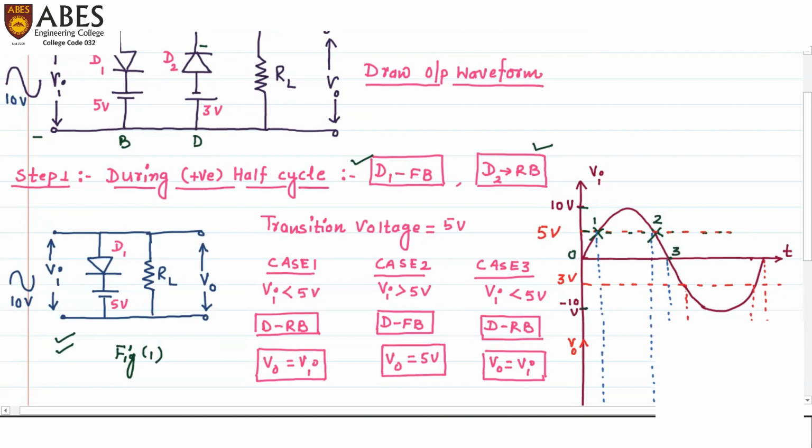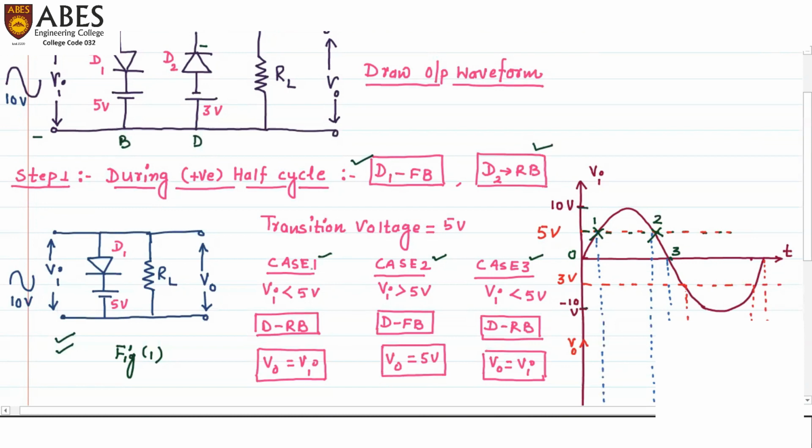So the positive half cycle is divided into three parts. While calculating V naught during the positive half cycle, we have considered three cases. Case 1 corresponds to the portion between point 0 and 1. Case number 2 corresponds to the portion between point 1 and 2. And case number 3 corresponds to the portion between point 2 and point 3.